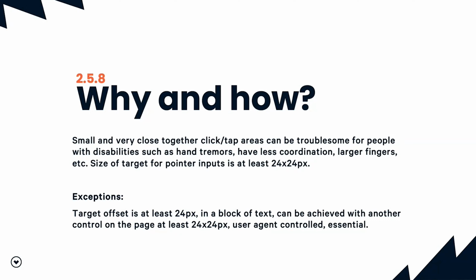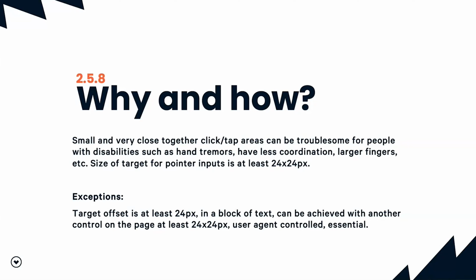When the target offset is at least 24 pixels, so if the gap between the end point of your first element and the start point of your next element is 24 pixels, they could still be smaller than 24 pixels. To me, that doesn't make sense, just make them 24 pixels, but it's an exception to the guideline. If it's in a block of text, so if you've got a big paragraph of text with a link inside, there's no minimum size for that. It's just a plain text link in a body of text, so not one to worry about.